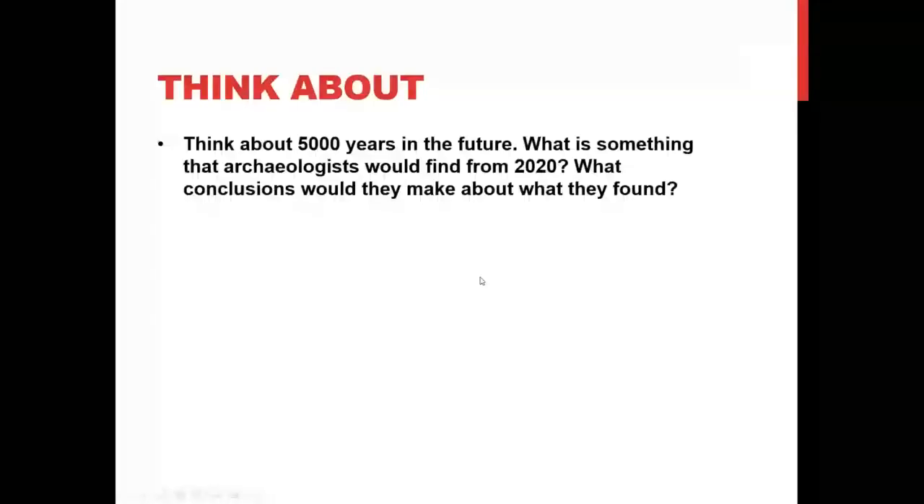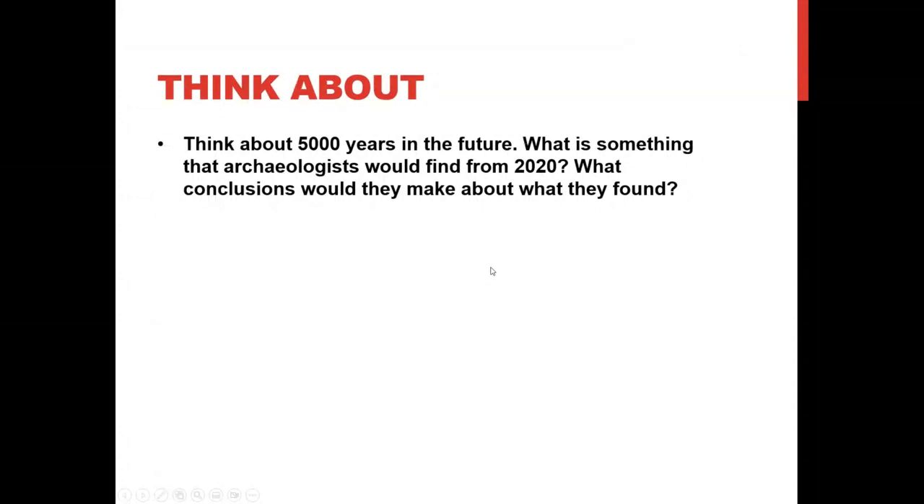So full circle, what is something they would find from 2020, right? They'd find masks, they'd find a bunch of tests. I don't know, what's something that's COVID specific? Yeah, they find masks, find a bunch of tests. Maybe they find some warning posters, whatever, right? But based off of what they found, would it give you an accurate depiction of what actually happened during that time, right?